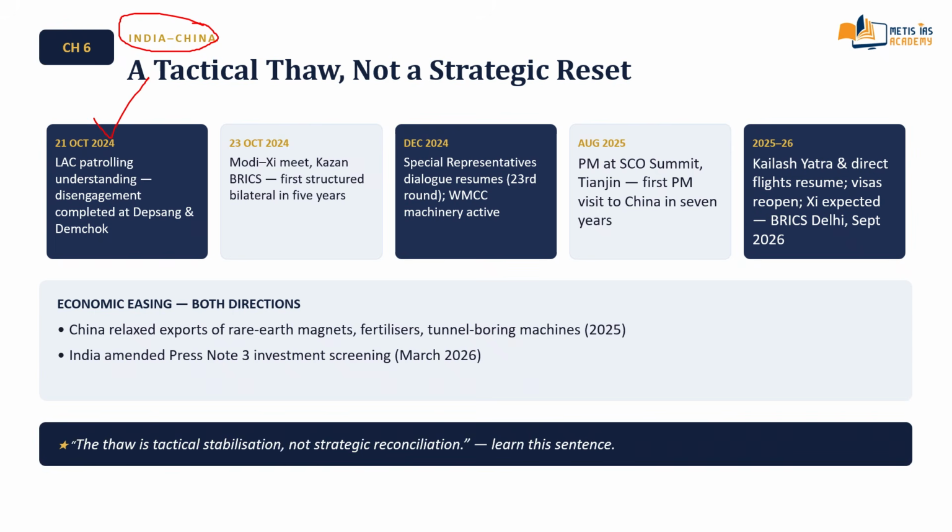Now let us turn to the economic dimension. India and China remain important trading partners. At the same time, India has recognized that excessive dependence in strategically important sectors can create strategic vulnerabilities. The objective is not complete economic disengagement. Modern economies are deeply interconnected. Instead, India increasingly seeks economic resilience.